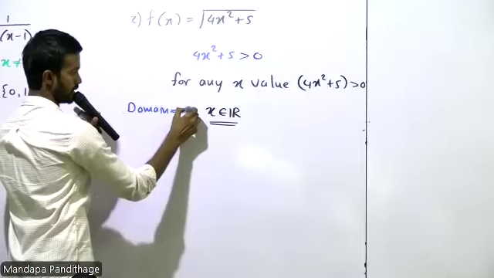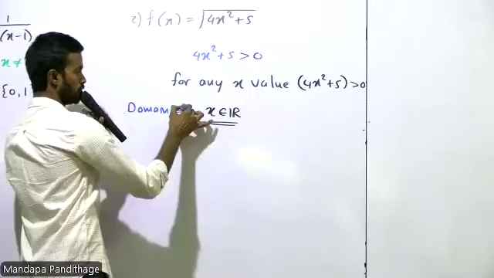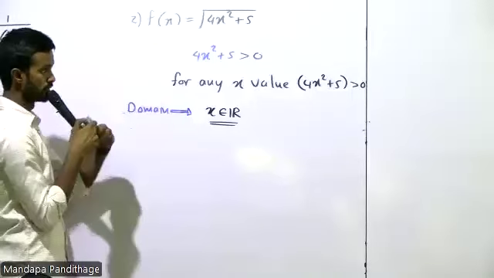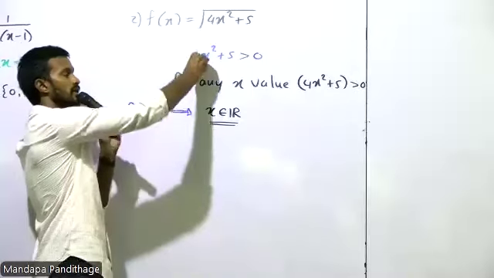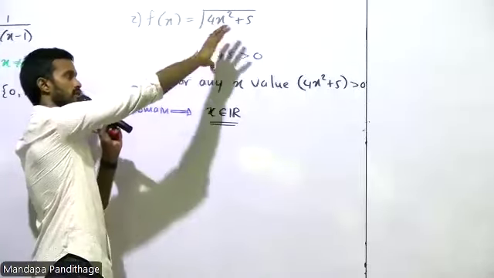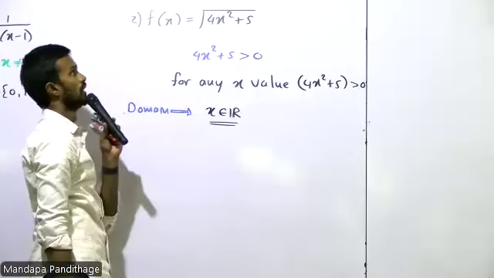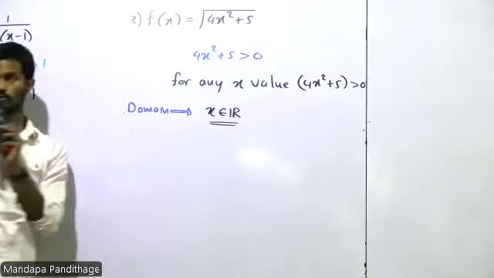For any x value, 4x squared plus 5, okay, it's positive, greater than 0. So you can substitute any x value here. Any x value here, clear. Good. Okay, then you can do the remaining things as homework.